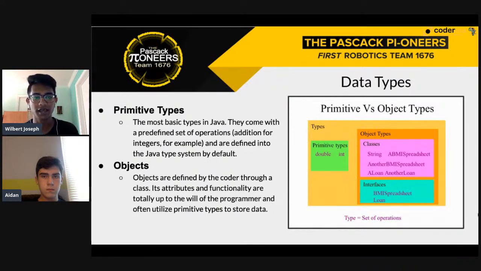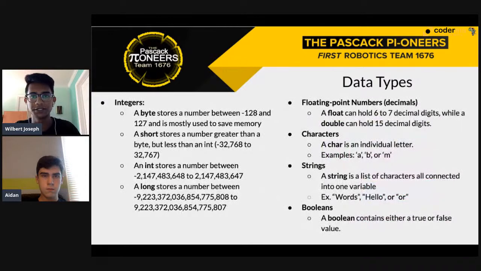Next are objects. And objects are defined by the coder through a class. Its attributes and functionality are totally up to the will of the programmer and often utilize primitive types to store data. And over here on the right, we have an image which depicts a couple of primitive types. We have doubles and integers, which I'll get into in the next slide, and a couple of object types, which include classes and interfaces. Interfaces we won't cover in this presentation, but we will cover classes and the basics of the structure of classes. Next slide, please.